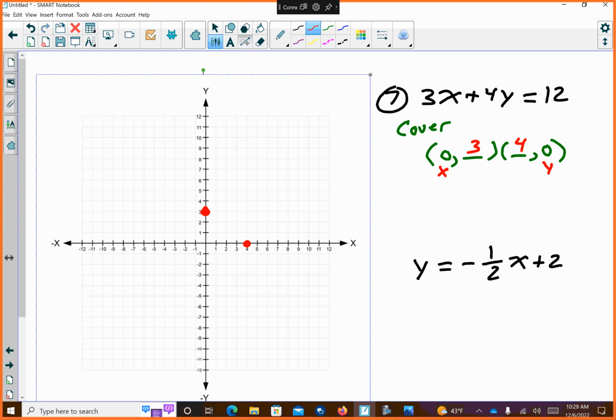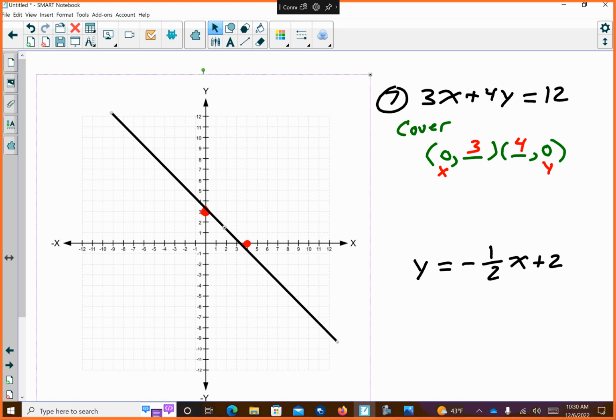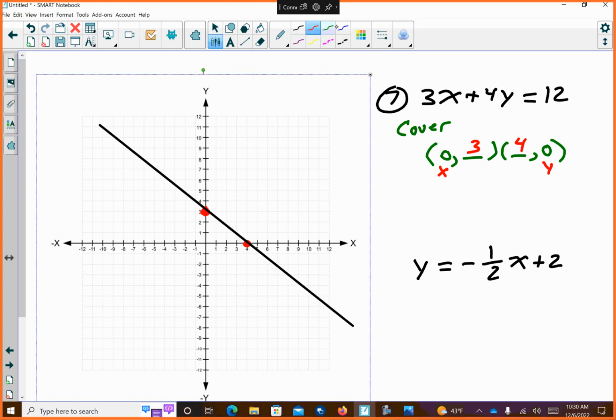All right. Oh, got to adjust it. Stuart made a boo boo. That looks pretty good. All right.